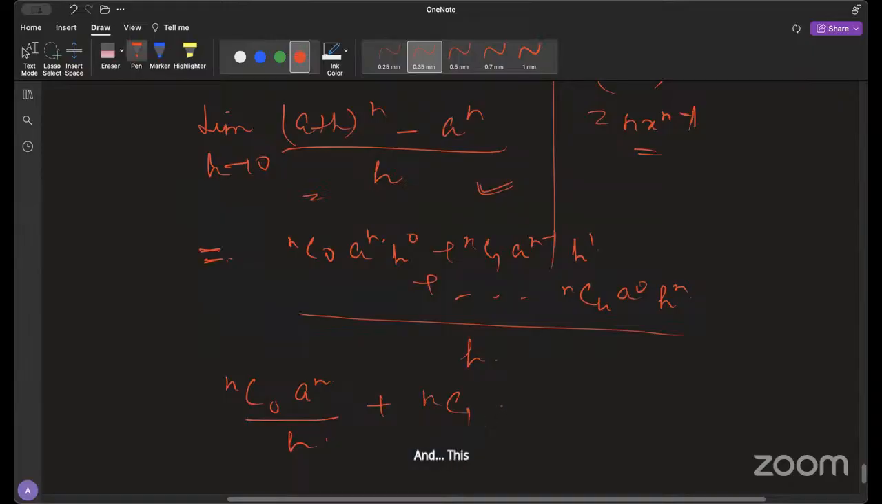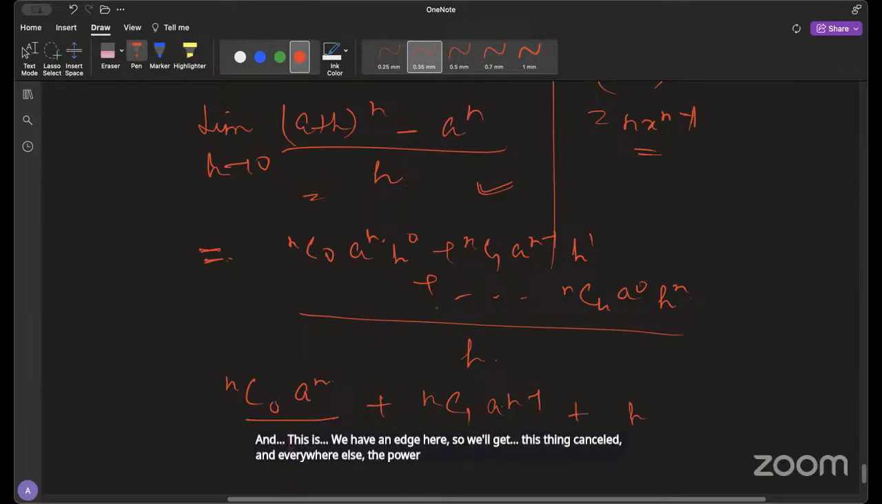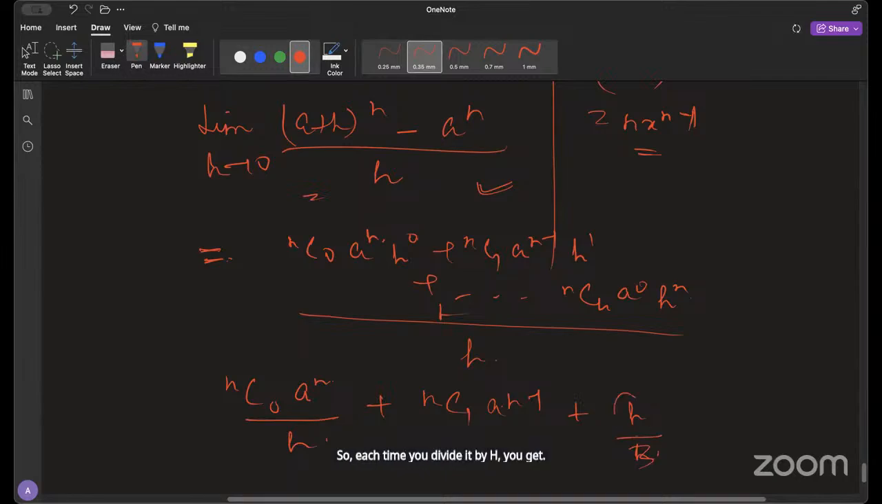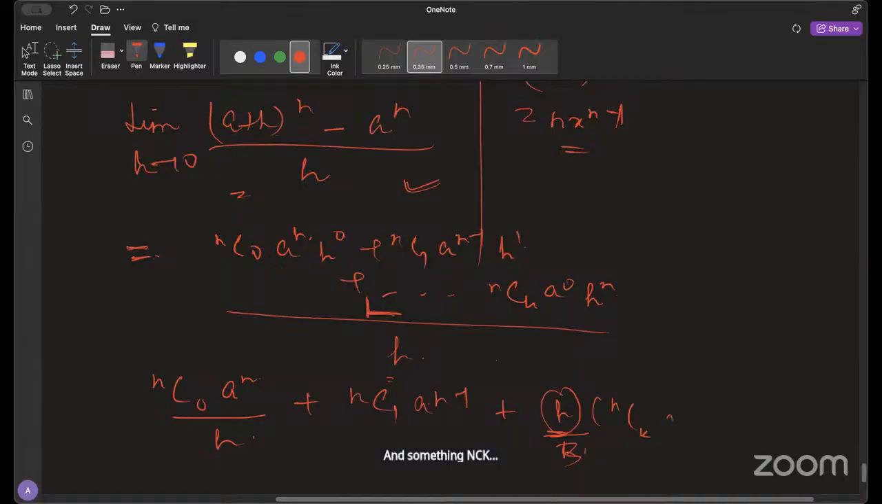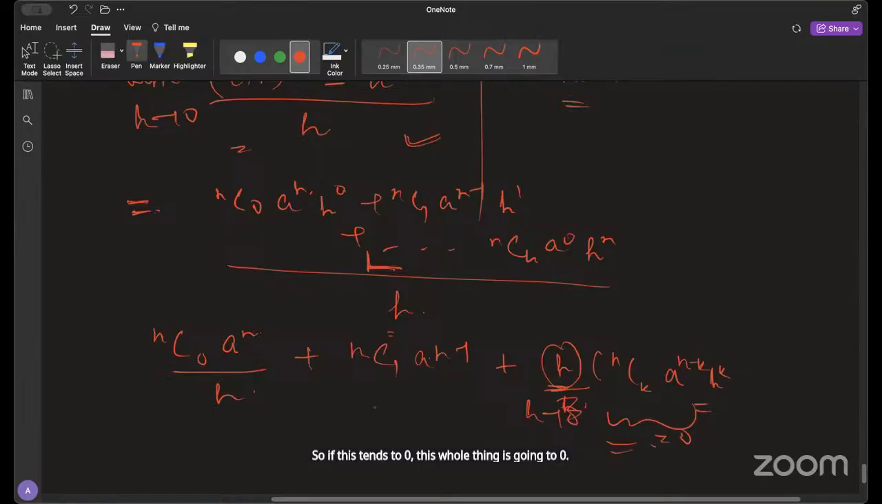And this is, we have an h here, so we'll get this thing cancel, and everywhere else the power of h is from here. From the third term, you have power of h greater than 2. So each time you divide it by h, you'll get h here. So you'll be left with at least one h. After this term, if you divide it by h, you'll be left with h and something nCk a to the power n minus k, and h to the power k. So if this tends to 0, this whole thing is going to 0. So this is not needed here.